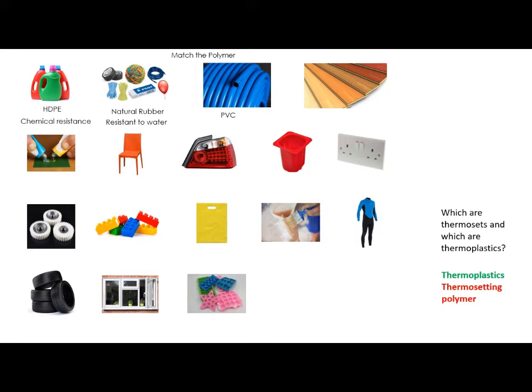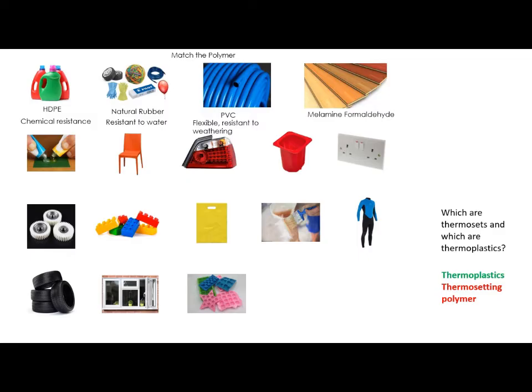We've got PVC, and PVC can come in two different forms. You get the flexible form. It's resistant to weathering, good for things like garden hoses, and you also get the stiffer, more rigid version, which is on the bottom row, which is used for things like guttering and window frames. It's that white PVC plastic.